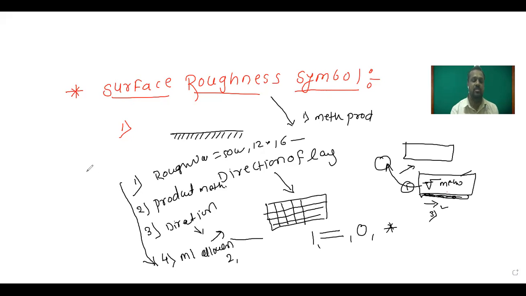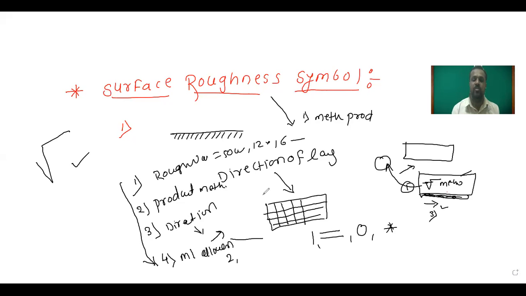If we draw this surface roughness symbol in our drawing and fill in all the information, and suppose that surface roughness symbol we have given to the operator in the form of the drawing, it will become easy for the operator. He will know all things about how to manufacture this component.